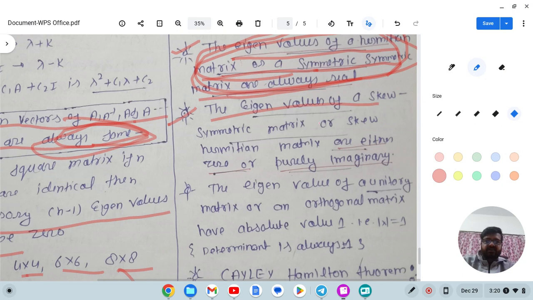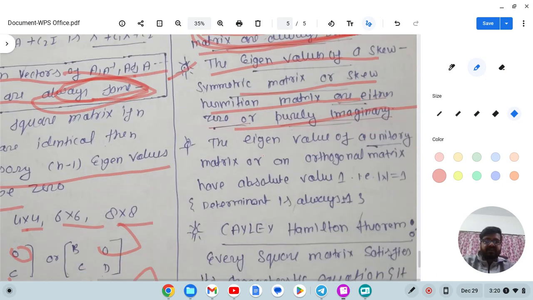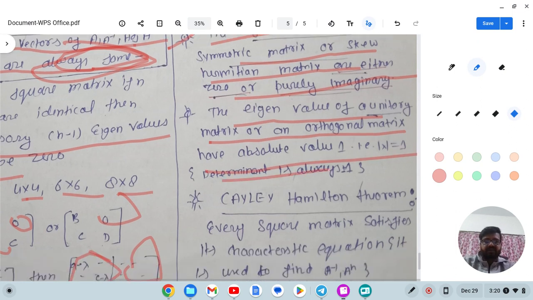The eigenvalues of a skew-symmetric matrix or a skew-Hermitian matrix are either 0 or purely imaginary. This is also a very important point. And the next point is also very important. The eigenvalues of a unitary matrix or orthogonal matrix have absolute value 1. Absolute value of 1 means the determinant is always of absolute value 1.